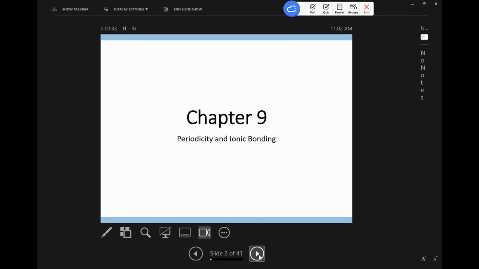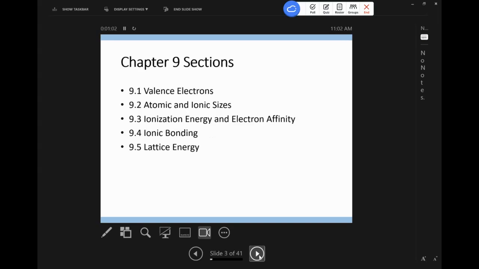Chapter 9 is about periodic trends. We'll be looking at the periodic table and talking about trends that we can use the periodic table to understand and see the patterns. And we'll talk about ionic bonding. This is a pretty short chapter. We'll get through more than half of it today and then finish it on Monday and begin Chapter 10.